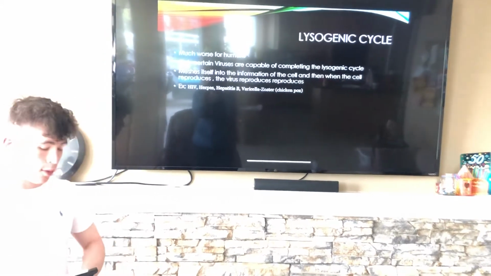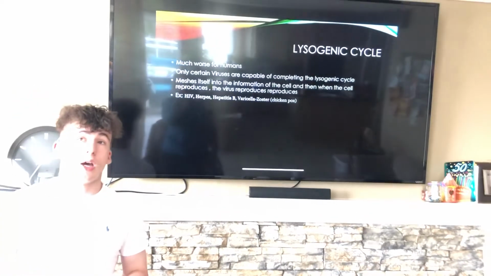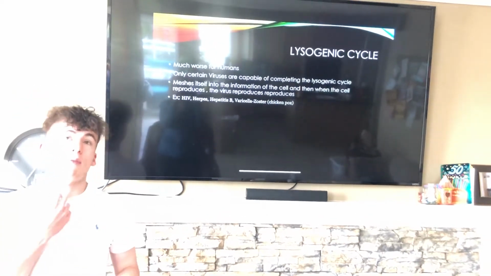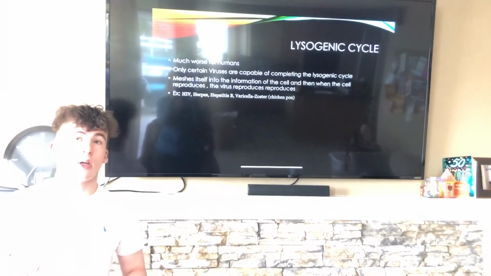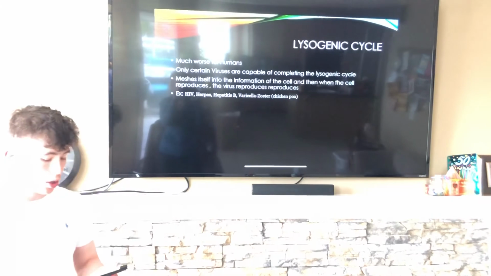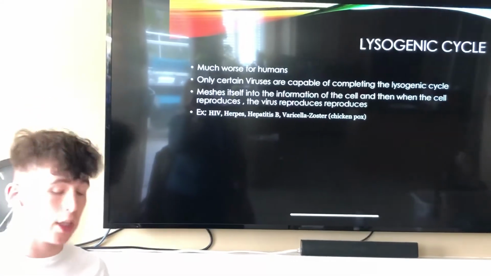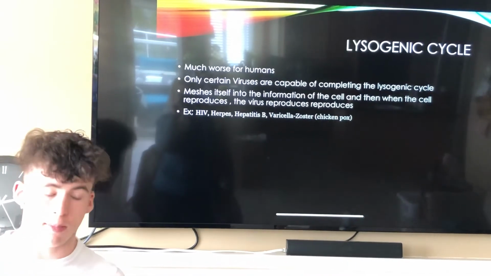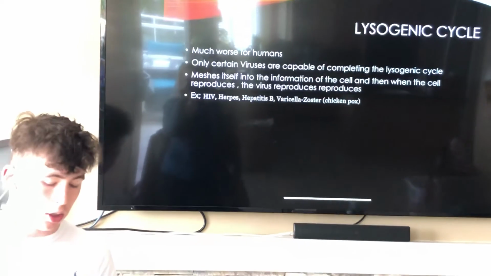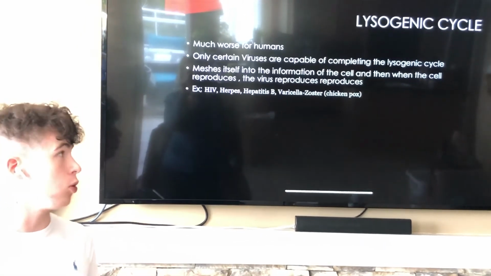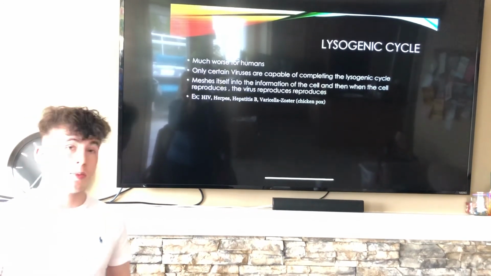Now let's talk about the specifics of the lysogenic cycle real quick. It's much worse for humans because the virus will remain dormant until enough cells have been infected, so you will get the full force of the virus all at once. Only certain viruses are capable of using the lysogenic cycle though, thankfully. And in the lysogenic cycle, it meshes in with the information of the cell and then reproduces alongside the cell. Some examples of viruses that use the lysogenic cycle are HIV, herpes, hepatitis B, and chickenpox.